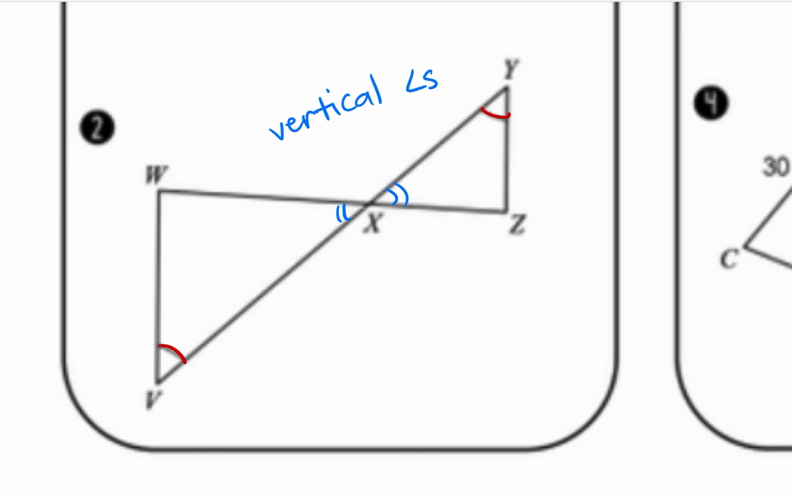So we've got two angles that are congruent, and therefore we say yes, these two triangles are similar by AA similarity. And let's write our similarity statement: triangle WVX is similar to triangle ZYX.